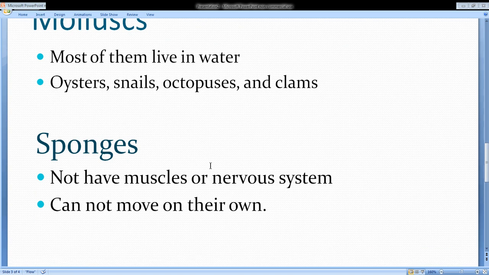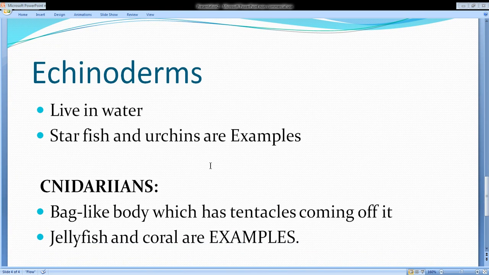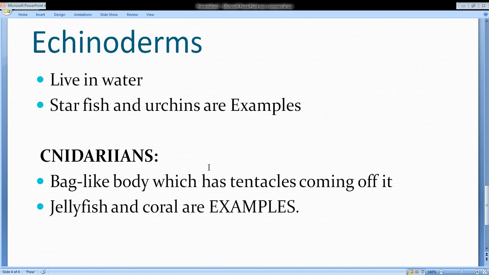Then we have echinoderms. All of them live in water. Examples are starfishes and urchins. Urchins look like a ball. Then cnidarians. Cnidarians also live in water. They have a bag-like body which has tentacles coming off it. And cnidarians include jellyfish and coral.